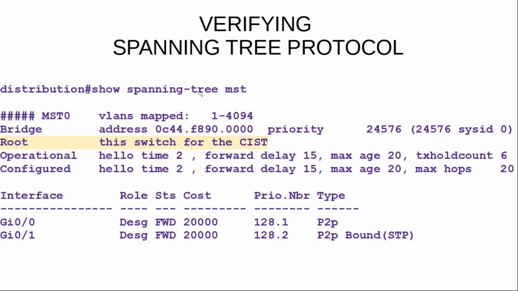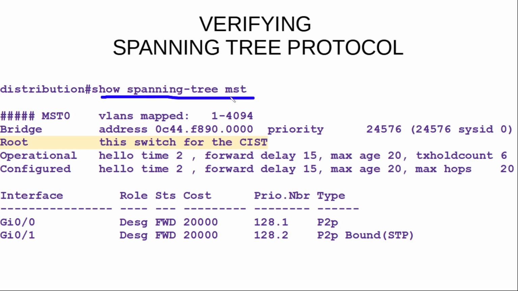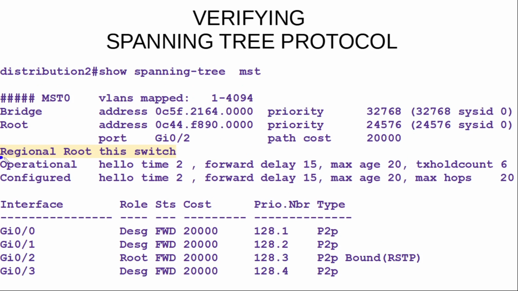Now you can use this other command, show spanning tree MST. Remember that the previous command was show spanning tree. You can use show spanning tree MST if you want to go deeper into MST. It can tell you which ones are the CIST roots and what are the regional root switches.